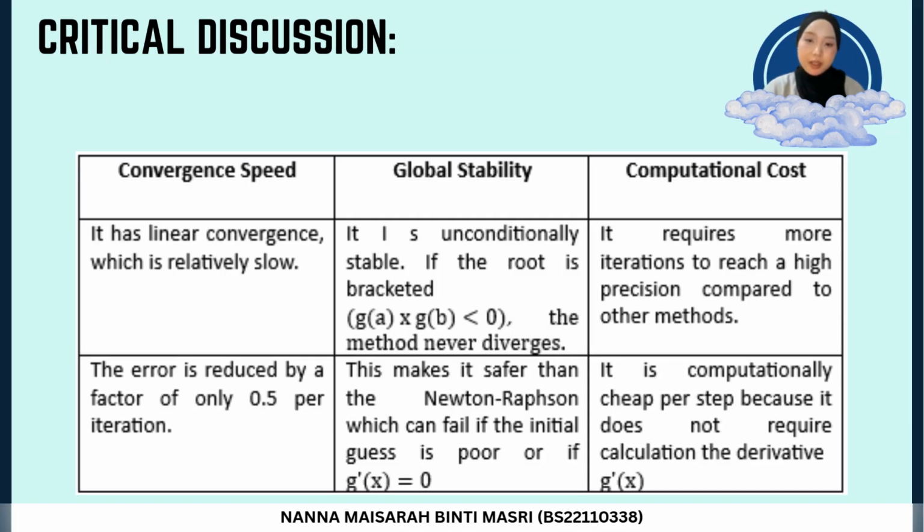Next is critical discussion. For the convergence speed, it has linear convergence, which is relatively slow. The error is reduced by a factor of only 0.5 per iteration. For global stability, it is unconditionally stable. If the root is bracketed, the method never diverges. This makes it safer than the Newton-Raphson, which can fail if the initial guess is poor or if g'(x) equals 0.